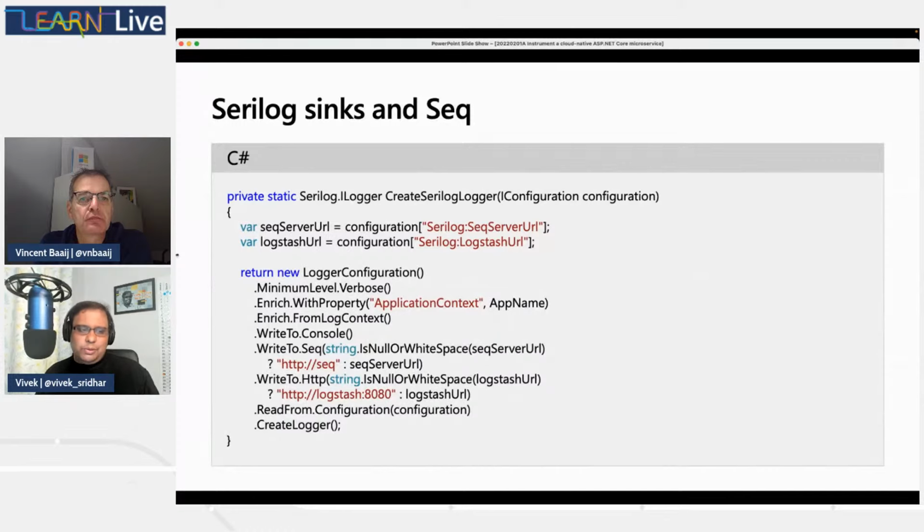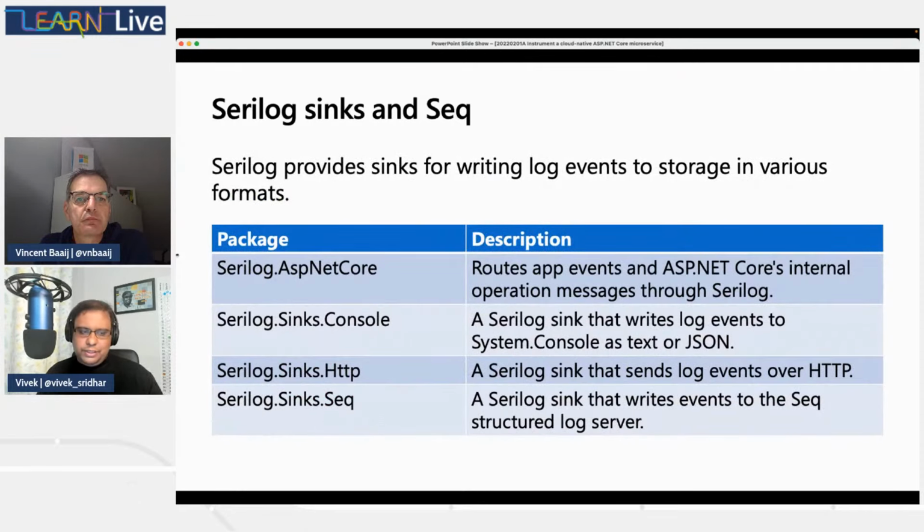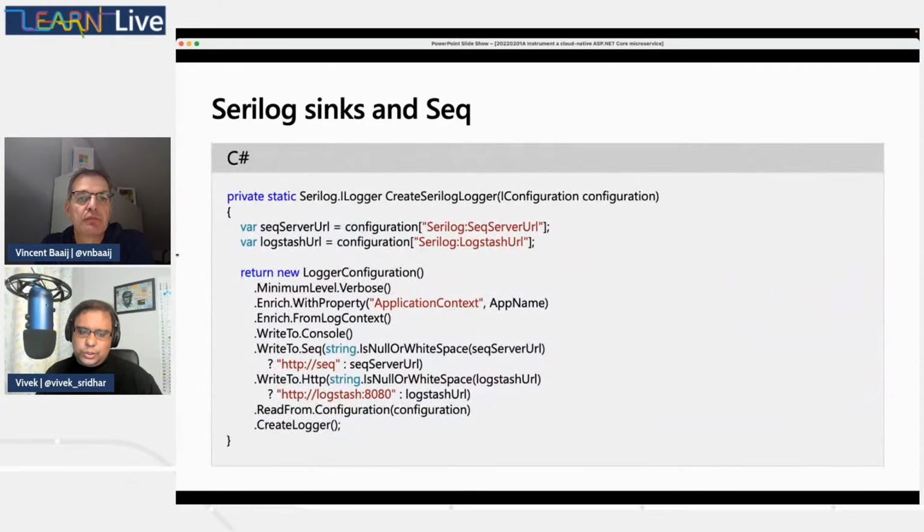So this is an example of how you can use the enrich, that is the application context which we talked about, not the unique ID, the application context where you are sending the app name, and you're basically writing to a console, maybe in a text or a JSON format, and you are sending that information to Seq. So these are the couple of things which you're going to use from a package perspective, and this is how you can design that in .NET, right?